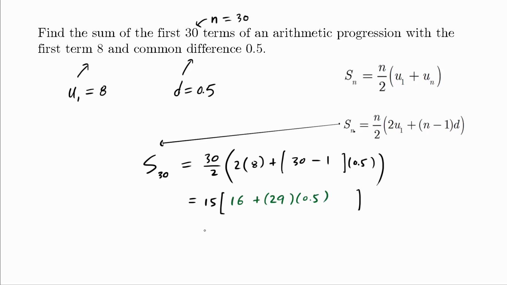Okay, I'm going to fast forward, use my calculator at the speed of light, and the answer is 457.5. So the sum of the first 30 terms in this arithmetic progression is 457.5.